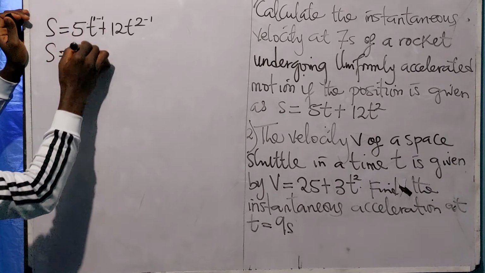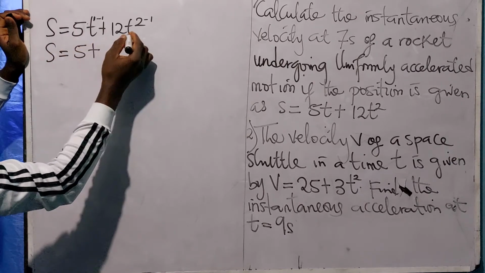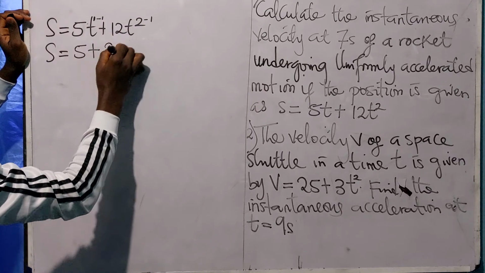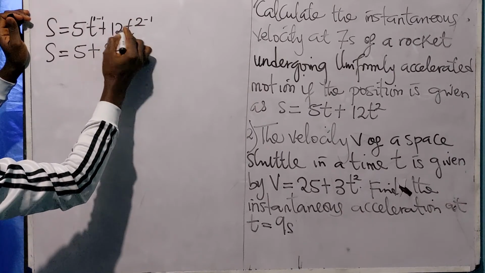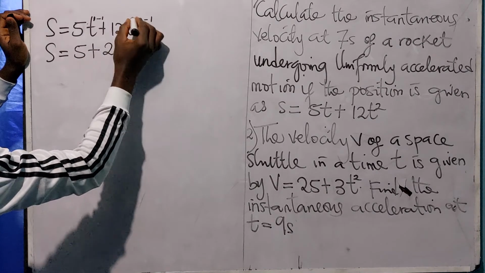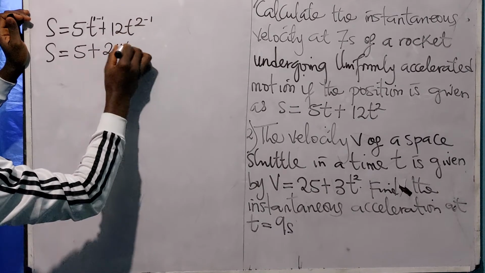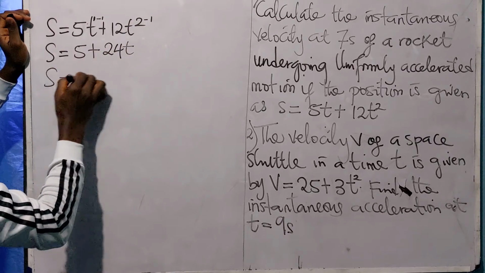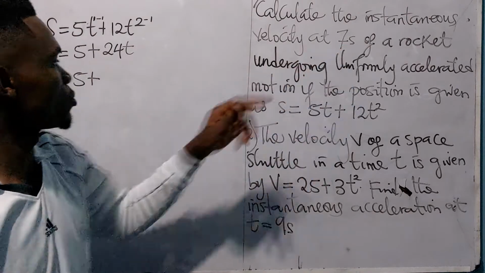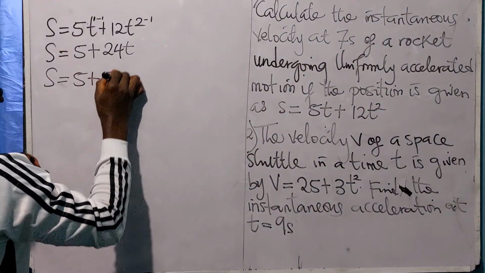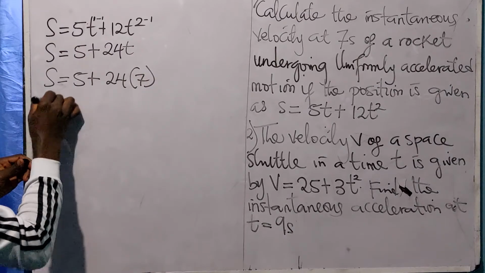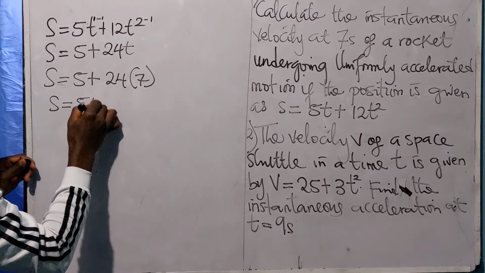Then 5 times 1 is what? 5. Plus, now since I have these two here, these two multiplied, it becomes what? 24. That is 2 times 24. Then 2 minus 1 is what? 1, which means that t raised to the power 1, which is what? t. Now this s equals what? 5 plus. Now they said that the time is what? 7, which means 24 open bracket what? 7, which is to say that s equals 5 plus.